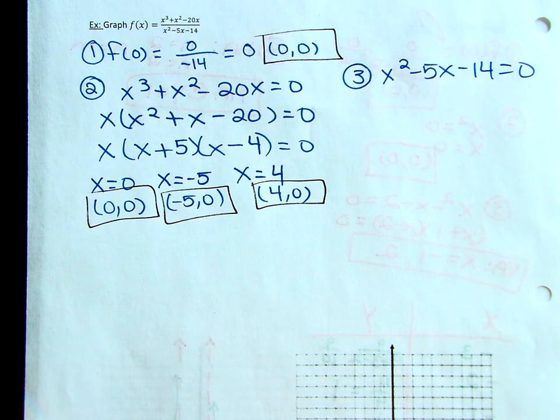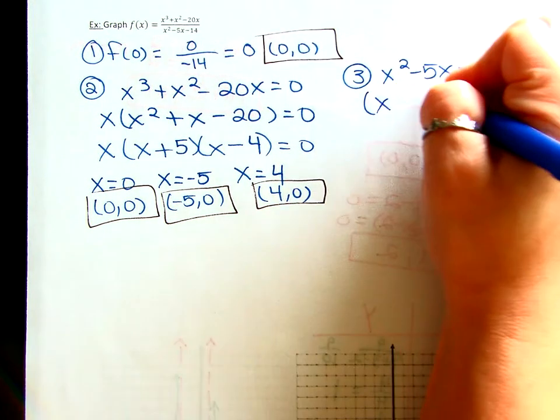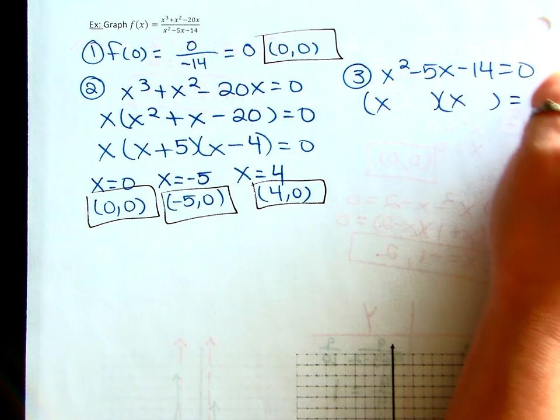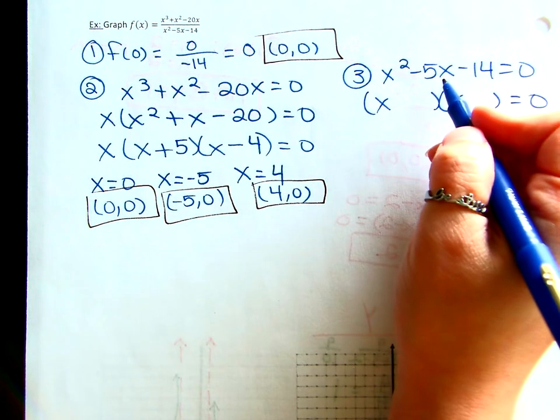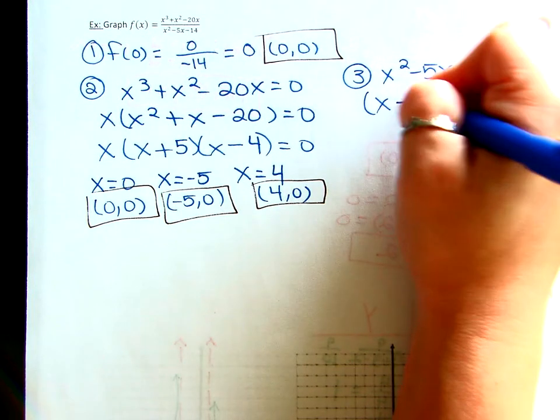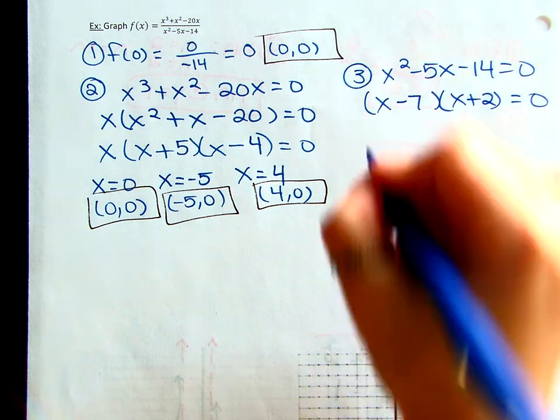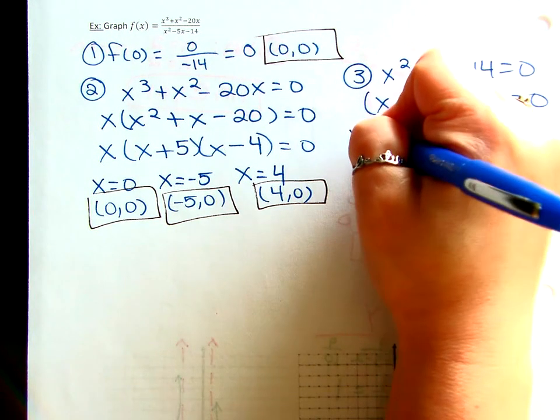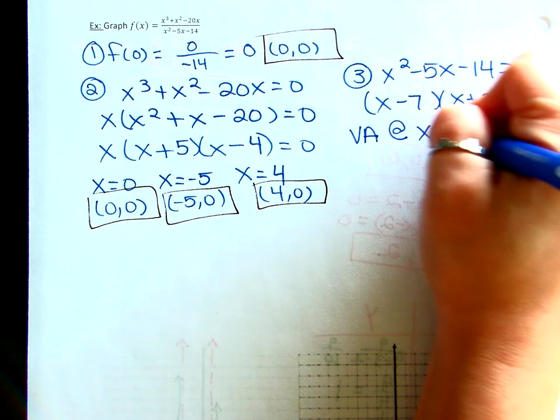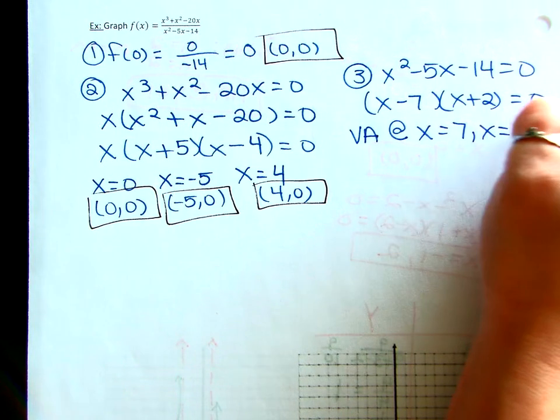The nice thing is 14 doesn't have very many factors. 1 and 14 and 2 and 7. And we need factors that are going to subtract together to give me negative 5, so I'm going to have negative 7 and a positive 2. So I'm going to have vertical asymptotes at x equals 7 and at x equals negative 2.